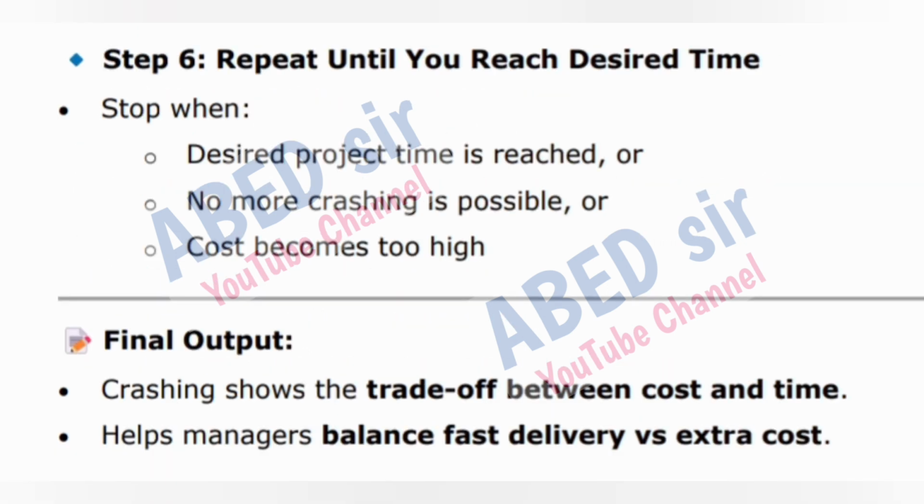Step 6. Repeat until you reach desired time. Stop when desired project time is reached, or no more crashing is possible, or cost becomes too high. Final output. Crashing shows the trade-off between cost and time. Helps managers balance fast delivery versus extra cost.